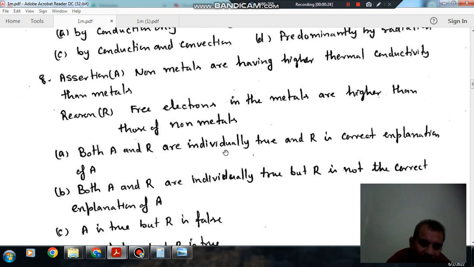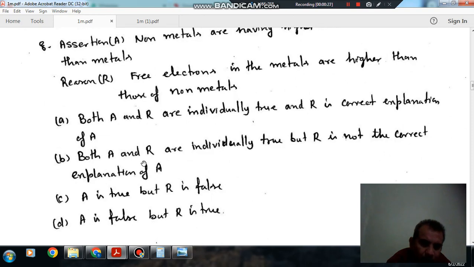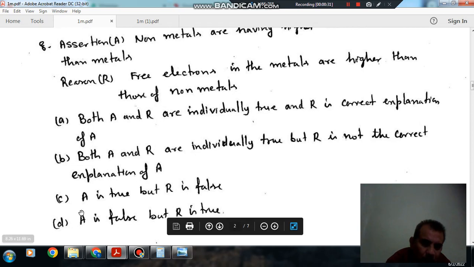Option A, both A and R are individually true and R is correct explanation of A. Option B, both A and R are individually true but R is not correct explanation of A. Option C, A is true but R is false. Option D, A is false but R is true.